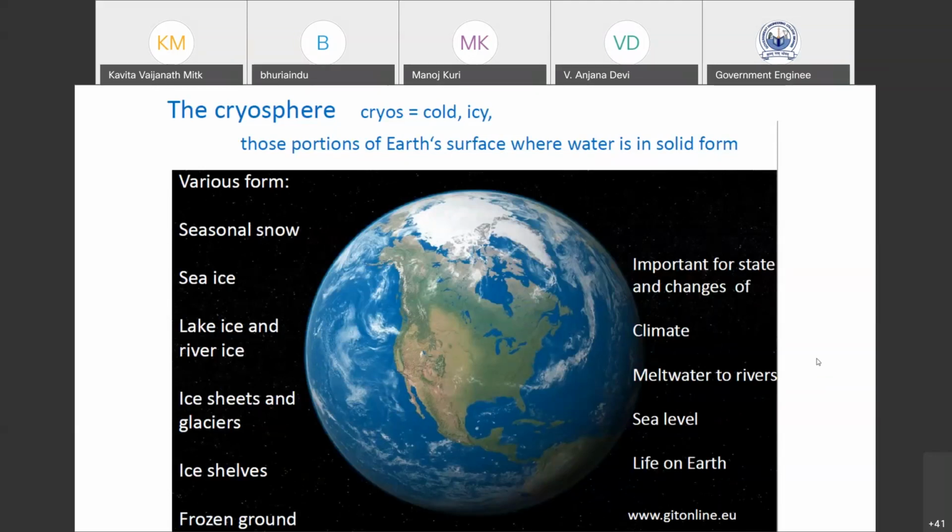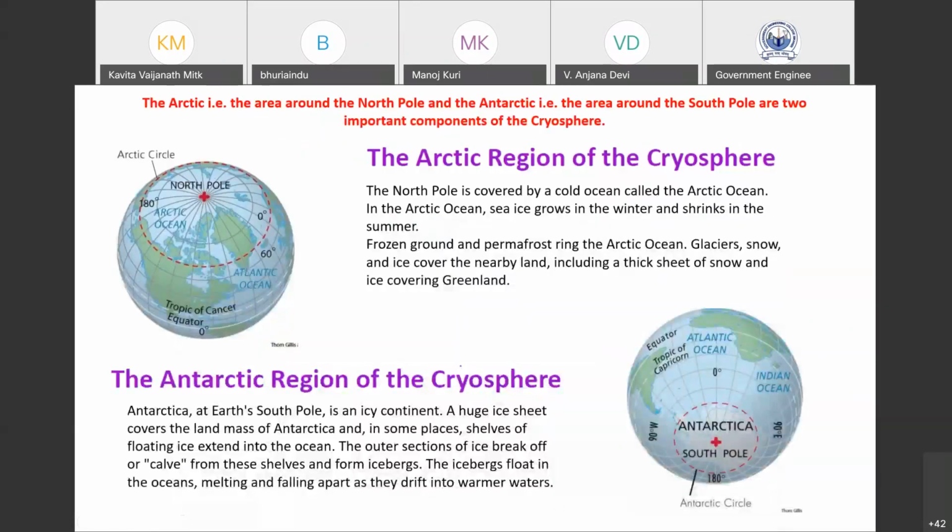Okay, so why we are studying these cryosphere regions is, first and foremost, its importance due to the climate change. It has a very drastic impact on the climate change. Then the meltwater goes to the sea and it raises the sea level, so it is very dangerous for the people living in the surroundings. So that's where we study the cryospheric regions.